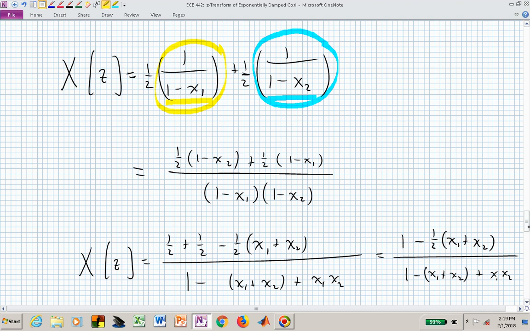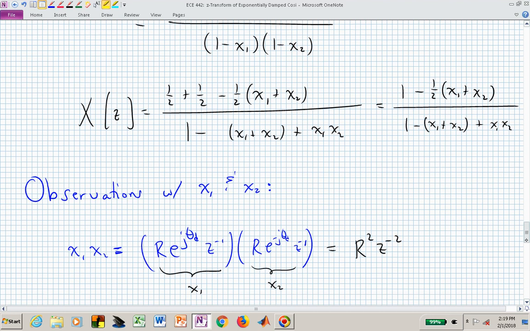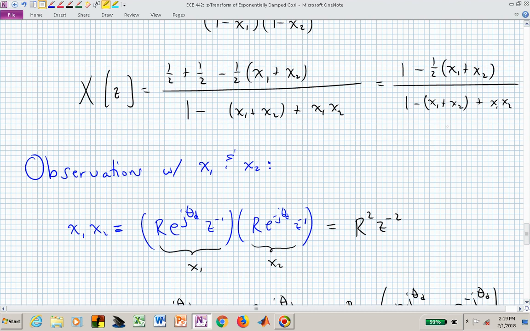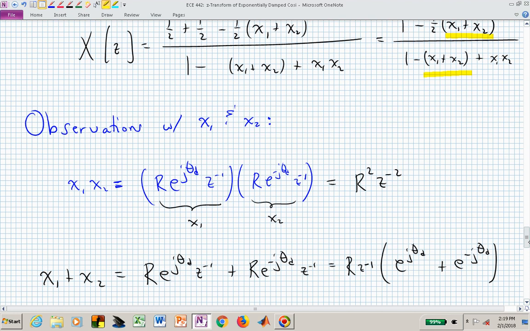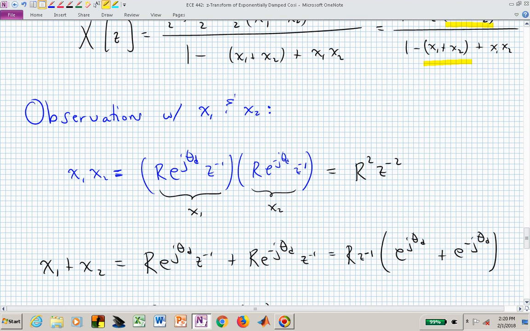Now we can go back and start to replace x sub 1 and x sub 2 with what they are defined to equal. The product of x sub 1 and x sub 2, now we simply have to realize that e to the j theta sub d times e to the minus j theta sub d is really just e to the j times theta sub d minus theta sub d, or e to the 0, which is 1, or the product of x sub 1 times x sub 2 becomes r squared times z to the minus 1 squared, or z to the minus 2. The sum, which we need here and here, let's go ahead and find the sum of x1 and x sub 2. X sub 1 and x sub 2 are conjugates of each other, so we should expect something nice to result from adding those two pieces together.